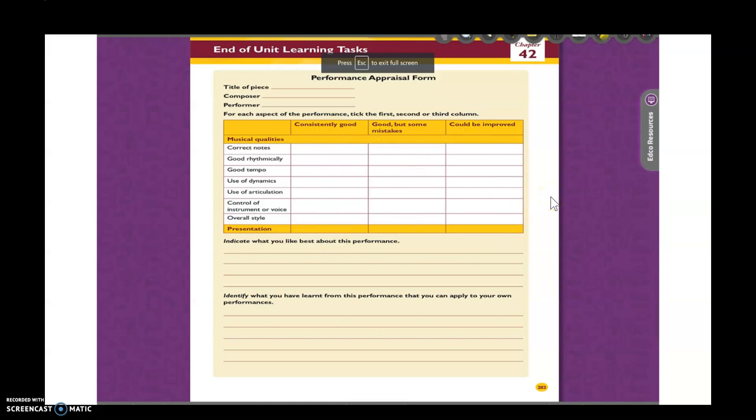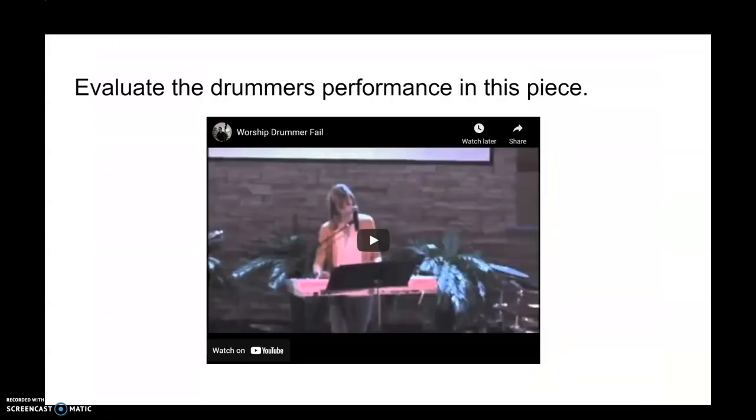Now, look, when you're going through YouTube, it's very, very hard to find. People tend not to put up stuff that they haven't done perfectly. So this can be a problem if you're trying to start researching stuff online. But again, it is there. So moving along there. So have a look at an example here. This is a drummer. I want you to evaluate the drummer's performance in this piece and have a look at it here and see what you think.